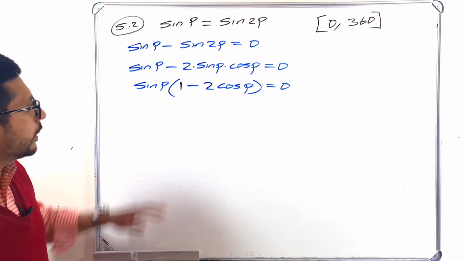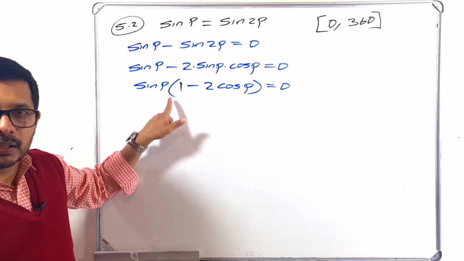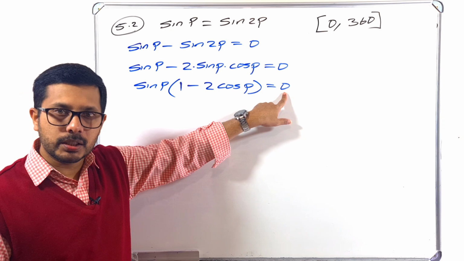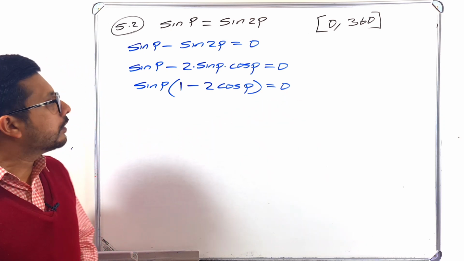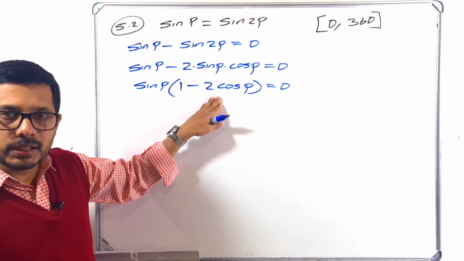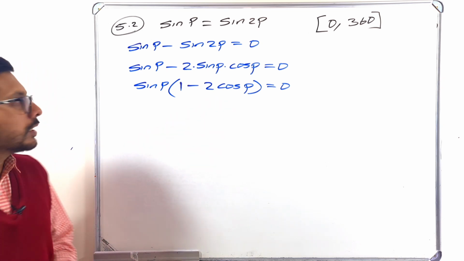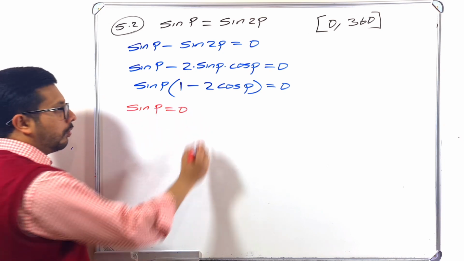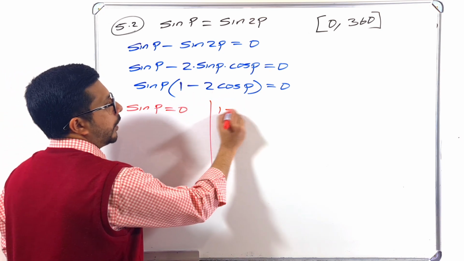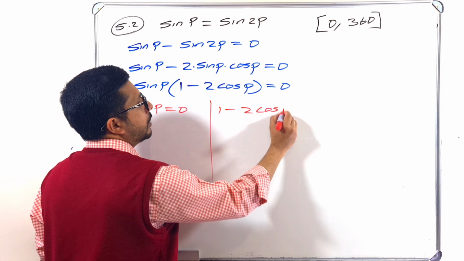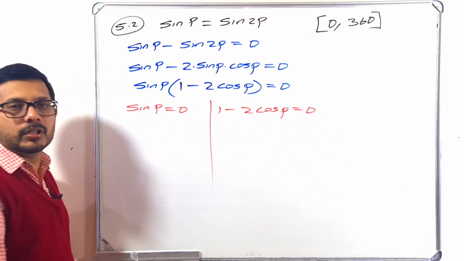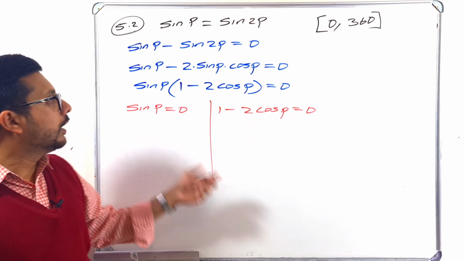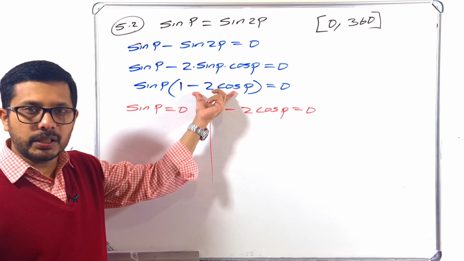So here you can see 2 quantities, what is the meaning of this bracket? Multiplication. So 2 quantities multiplied and the answer is 0. So what is the meaning of that? Either the first one is 0 or the second one is 0. So if the first one is 0, sin P is equal to 0, or this 1 minus 2 cos P is equal to 0. Listen once more. 2 quantities multiplied and the answer is 0. It means that either the first one is 0 or the second one is 0.